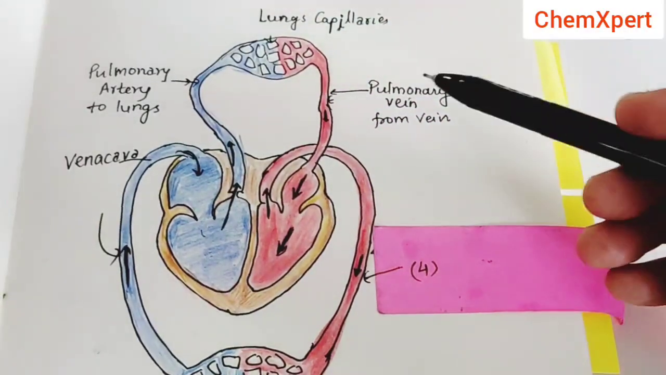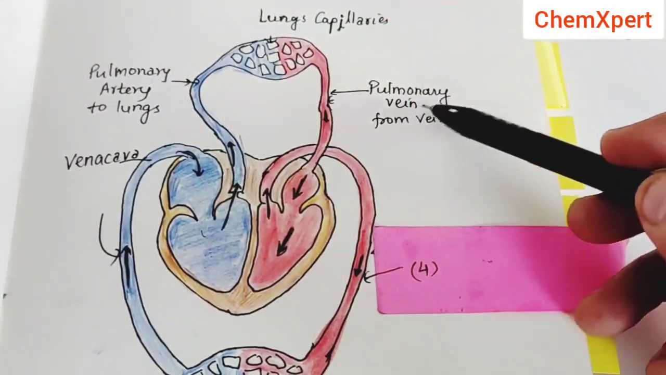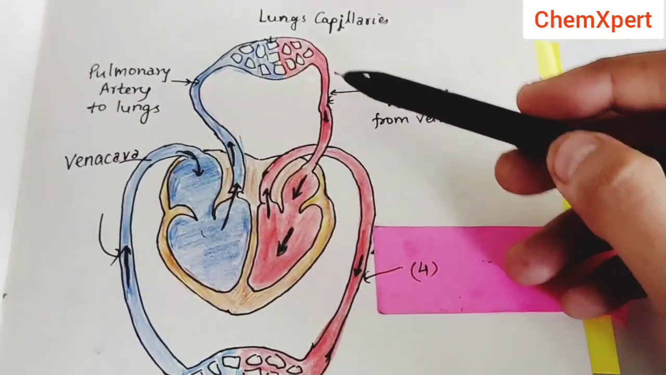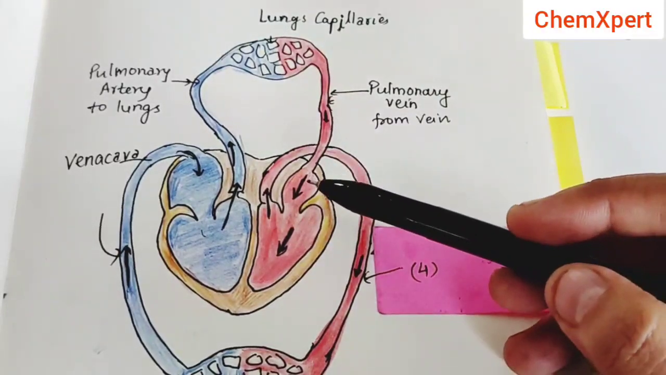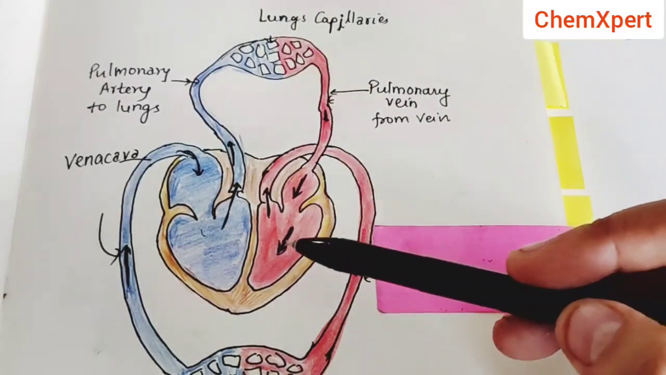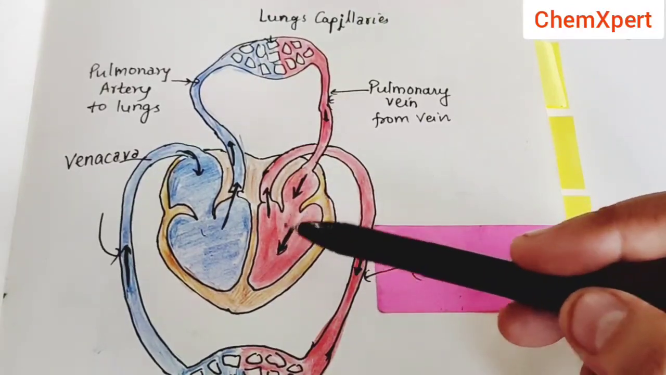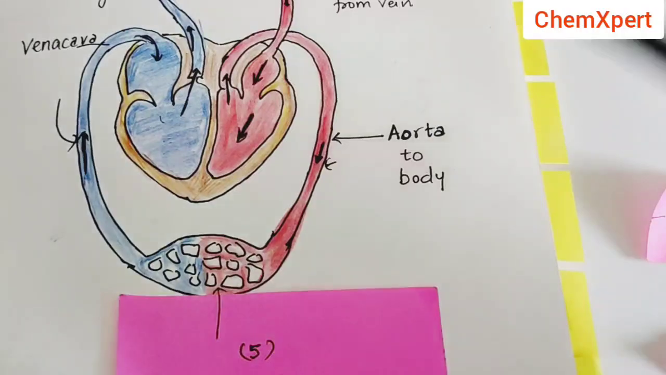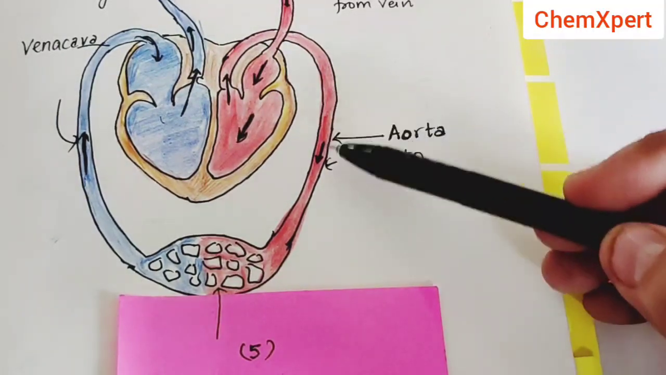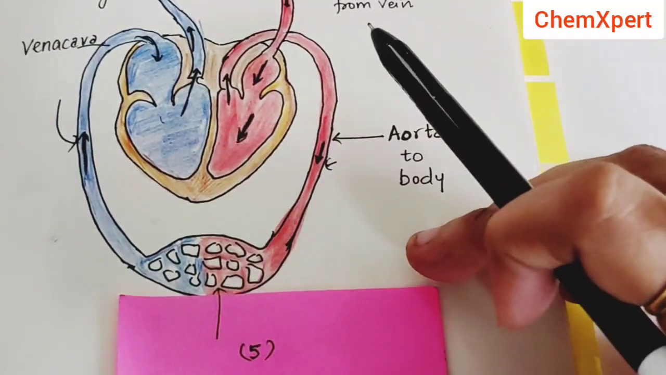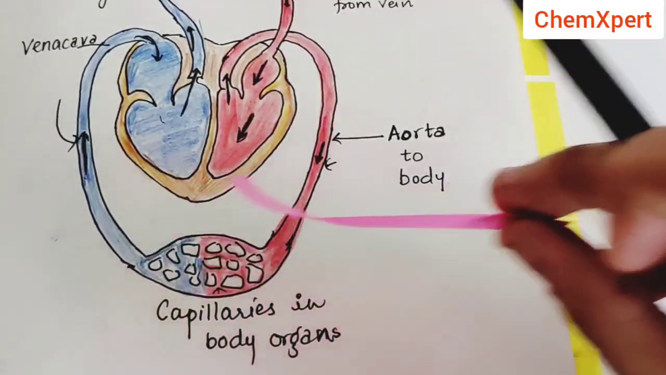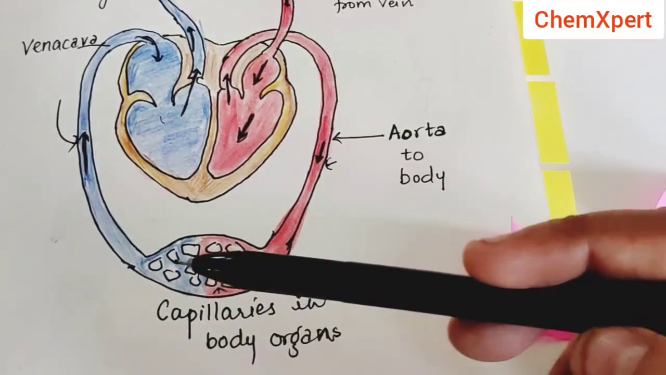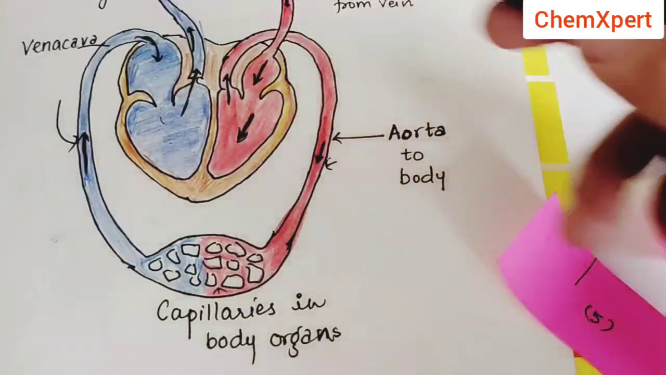Now again here the function is reversed. Vein generally carries the impure blood, but pulmonary vein carries the pure blood. It reaches the left atrium, then it moves into the left ventricle. Then blood from this left ventricle is pushed into the aorta, which carries the oxygenated blood to the different parts, that is it reaches the capillaries of various body organs where it is used up and again becomes deoxygenated. So this is a complete diagram.